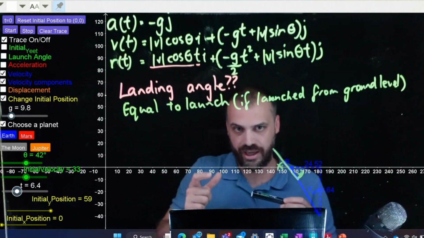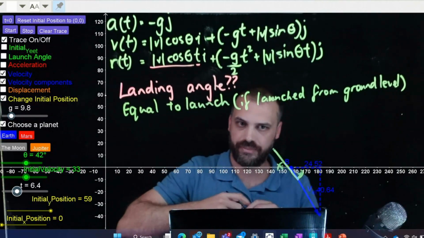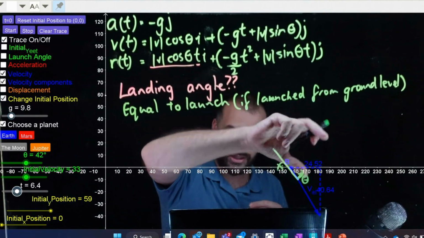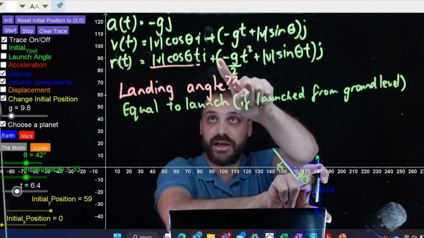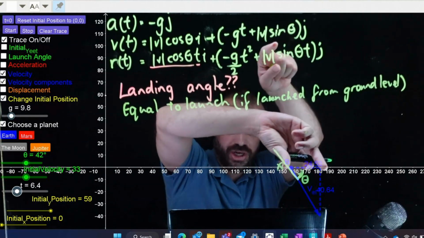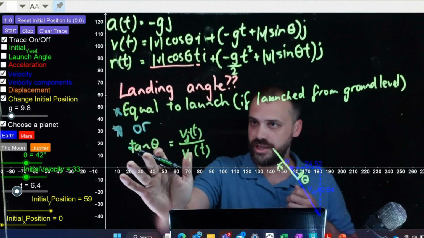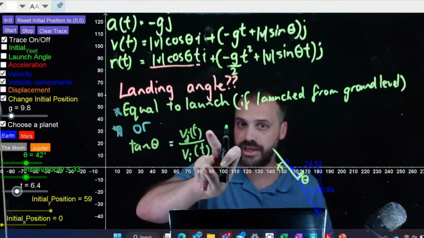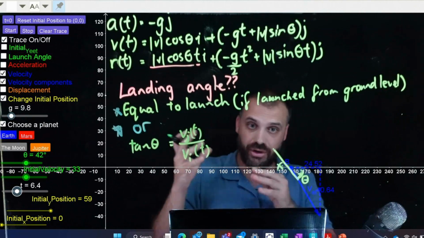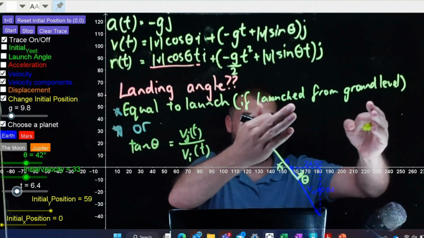Now, what is that angle? Well, a little bit of trigonometry shows you that it's equal to tan theta, where this bit's theta now. Tan theta is equal to opposite, which is the j component of our velocity, divided by adjacent, which is the I component of our velocity. So for uneven ground, tan theta is equal to velocity in the j component at the time of landing. So you still have to find the time of landing, over the velocity in the I component at the time of landing, if launched from anywhere that isn't ground level.